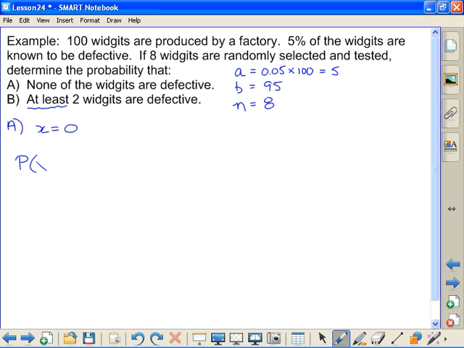So now we can plug it into our formula. Number of successful items is 5. We don't want any of them. 95 unsuccessful items, and they are all in perfect working order. So the 95, the 8, and we're dividing that by 100 were selected, 8 were tested, and we do the calculation.